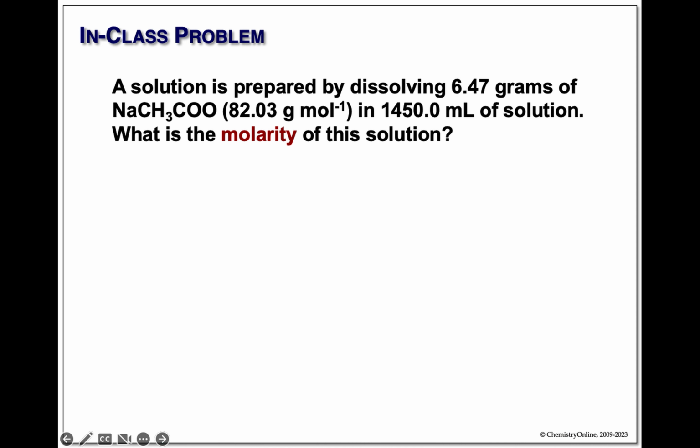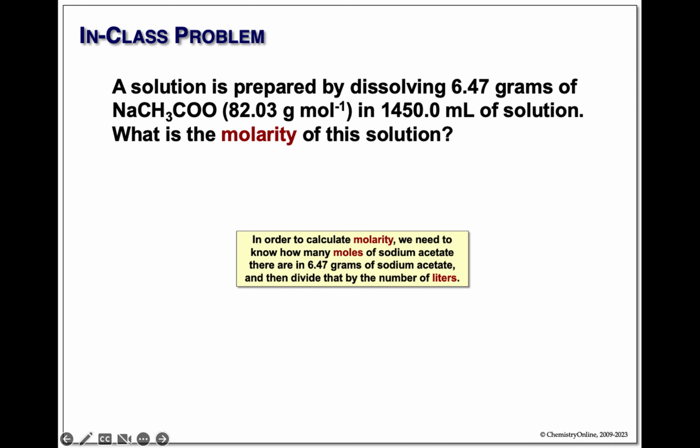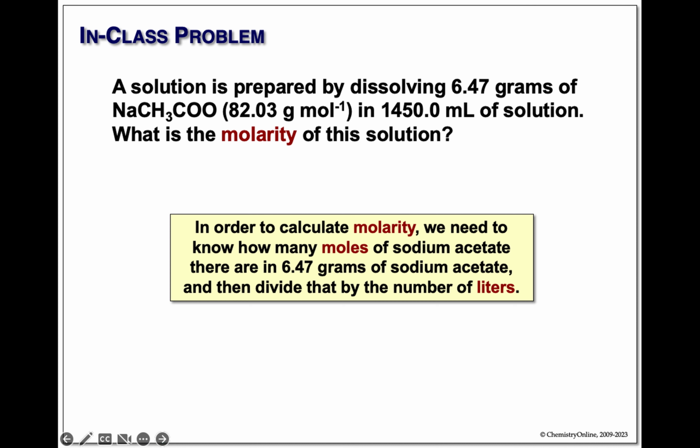Here we're taking 6.5 grams of sodium acetate. There's its molar mass. And we have 1450 mils of solution. Again, what's the molarity? Same procedure. We need to know the number of moles, and we're going to divide it by the number of liters. This again is milliliters. We'll divide this by 1,000.